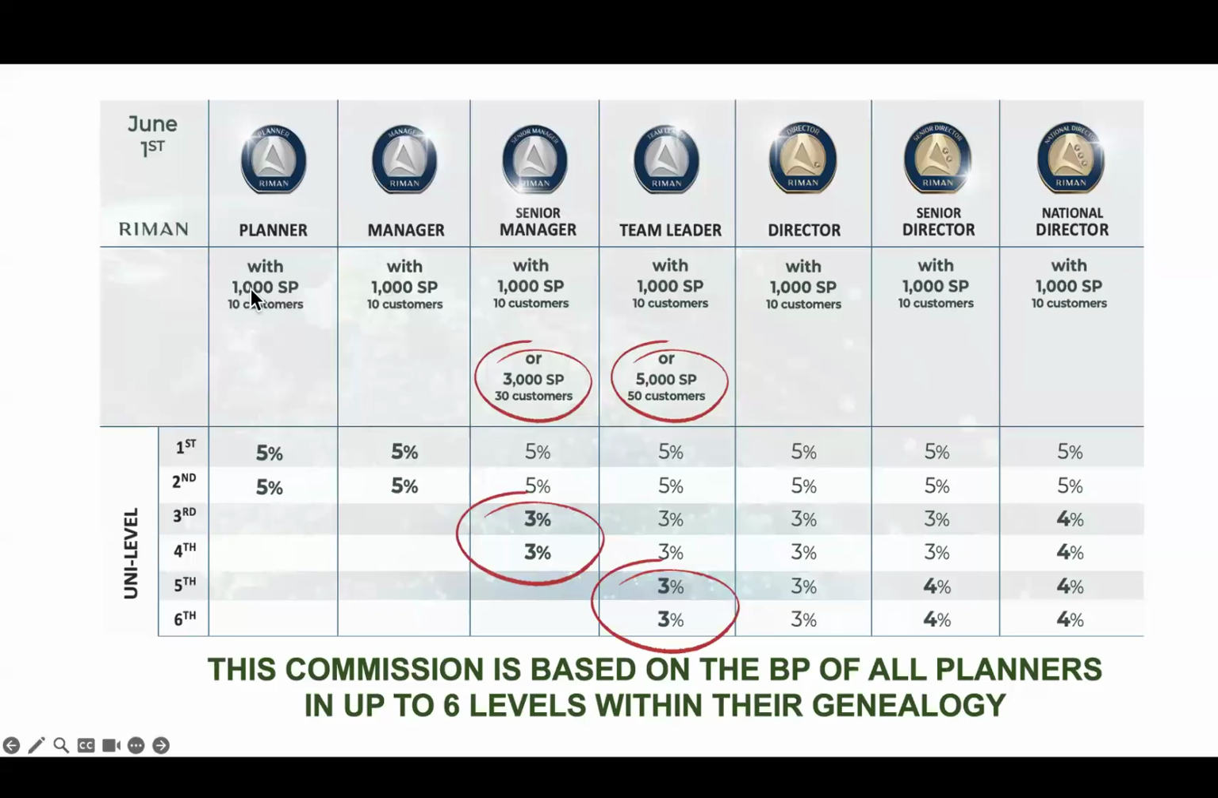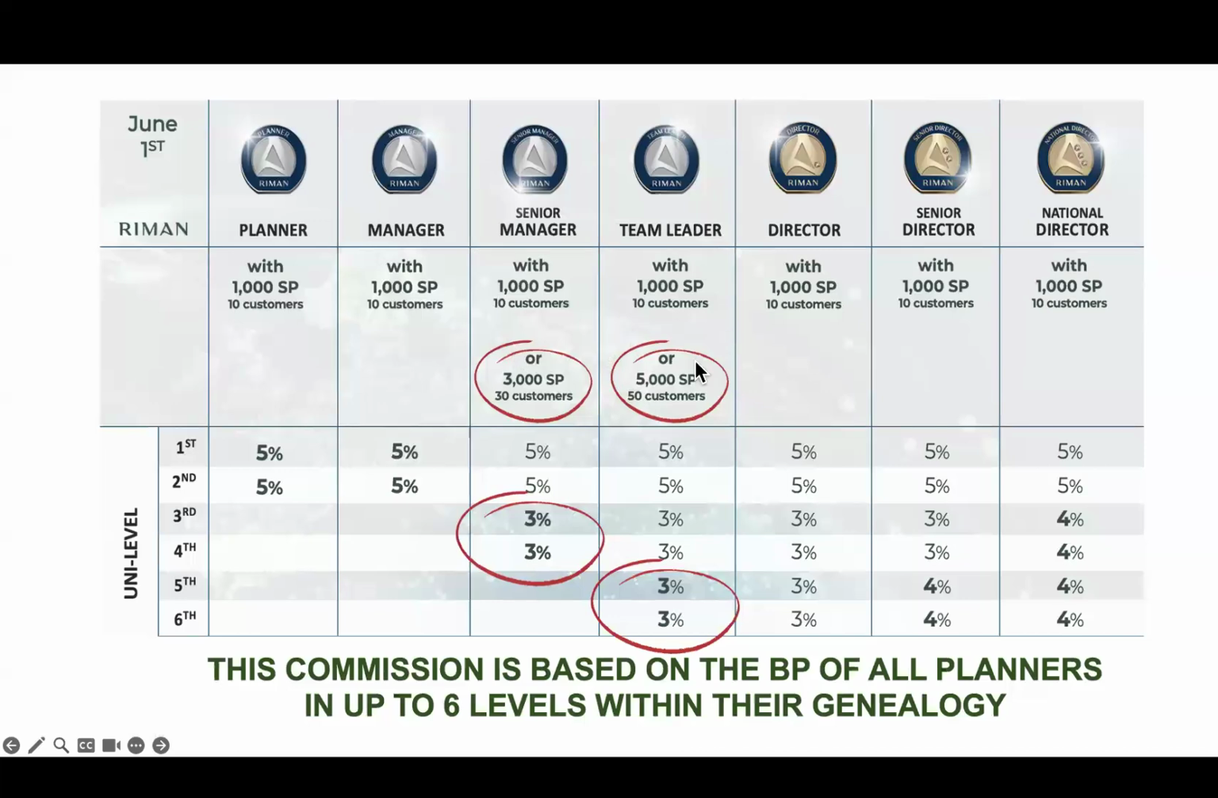Okay. So when you're a planner and you do 1,000 SP 10 customers, you're going to unlock 2 levels of your uni level at 5%, 5%, manager as well, 5%, 5%, senior manager, 5%, 5%. However, if you go the extra mile and do 3,000 SP and 30 lifetime customer accounts, it'll unlock you an additional 2 levels of 3% and 3%. So you're going to get paid on 4 levels if you do the extra work.